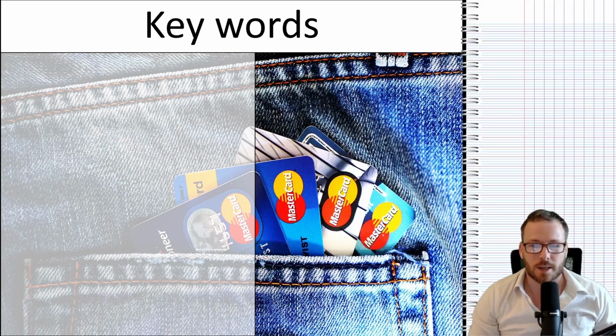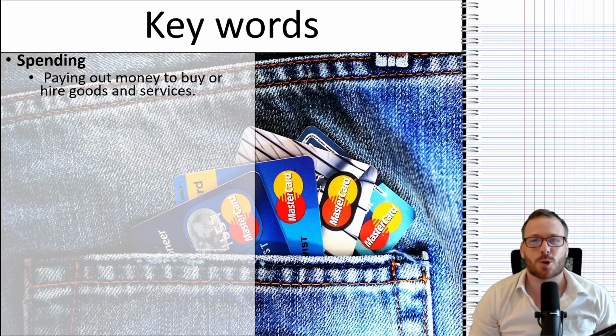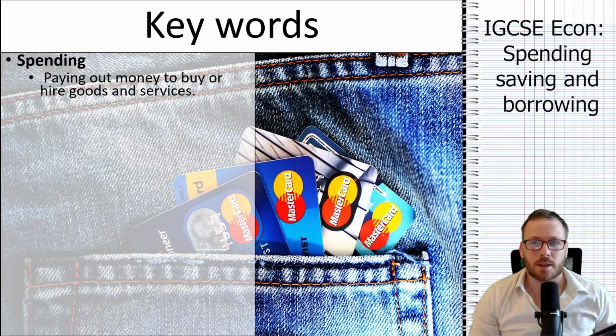So, keywords you're going to need for this part. We've got spending. We should all know what that is, right? You're paying out your money. You can hire goods or you can buy things directly. You can use a credit card and pay on credit.